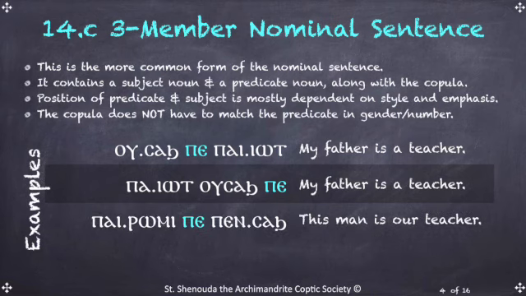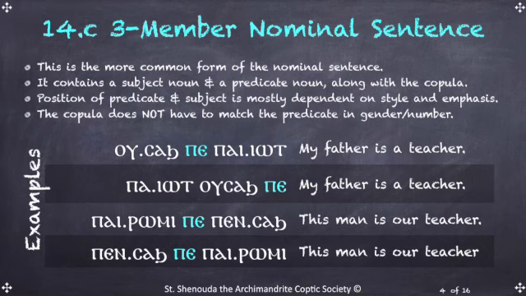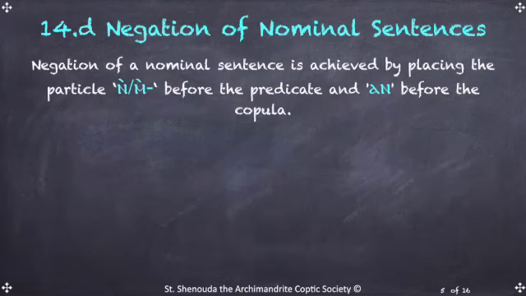Another example, Pairomi pe pensach. This man is our teacher. Again, if I reverse, the English translation wouldn't change. Pensach pe Pairomi. To negate a nominal sentence, we have to use the particle n right before the predicate and an before the copula.